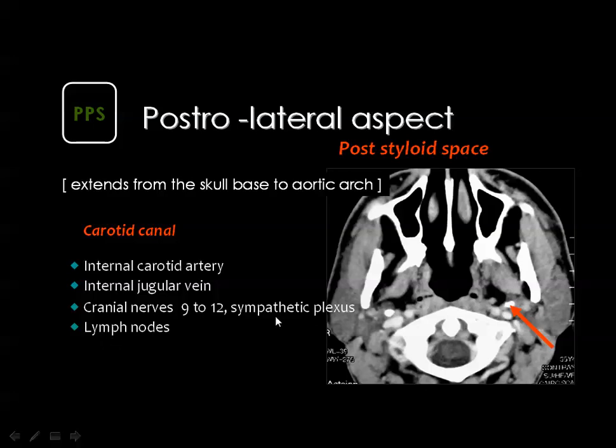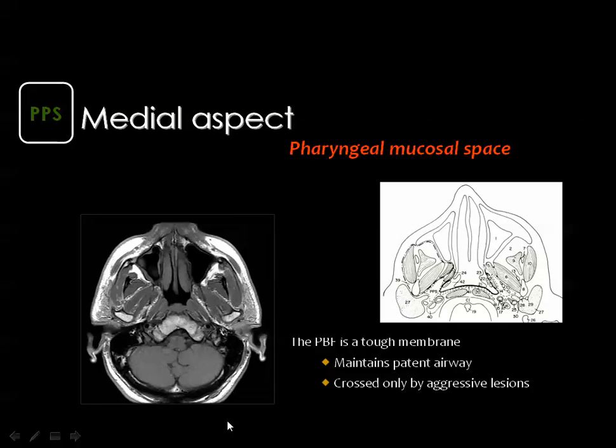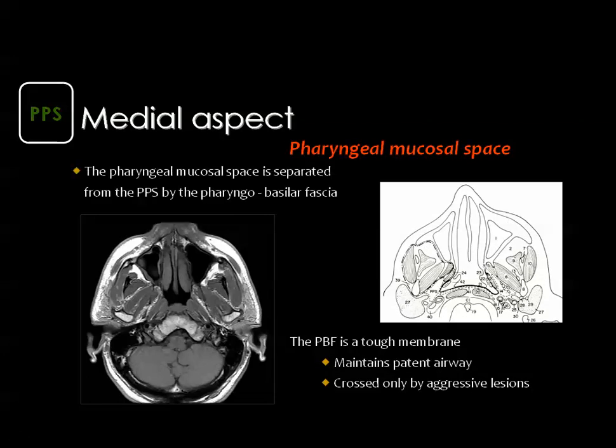And you remember that the nerves are not usually seen. Lymph nodes are not seen unless they are enlarged. But you should remember that these are the contents, because the pathology will arise from these contents, as we will see. Then we come to the medial aspect.